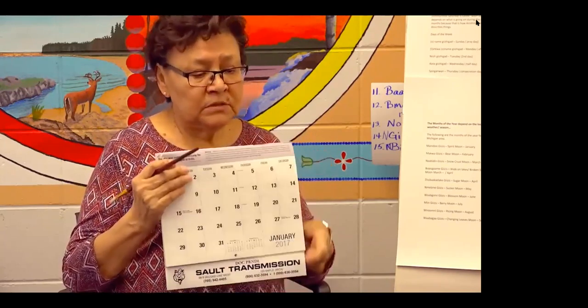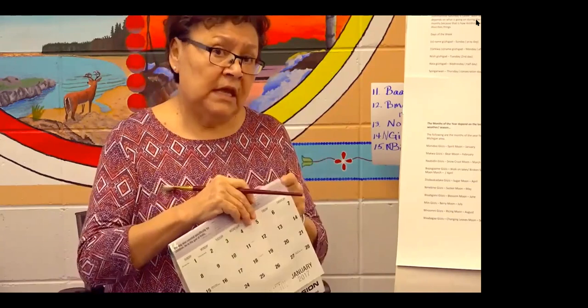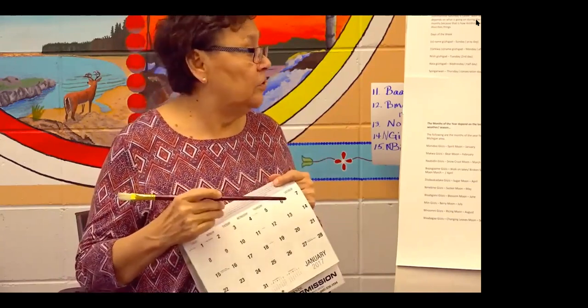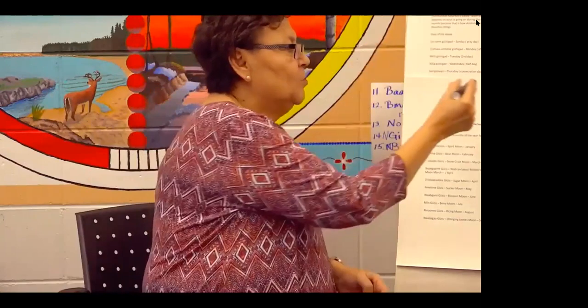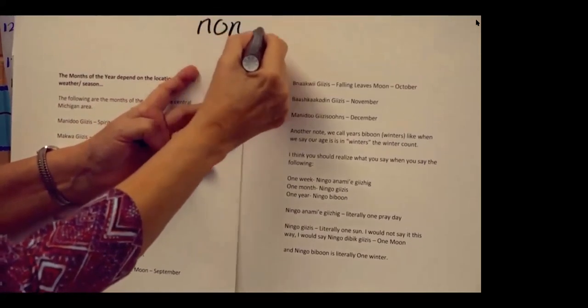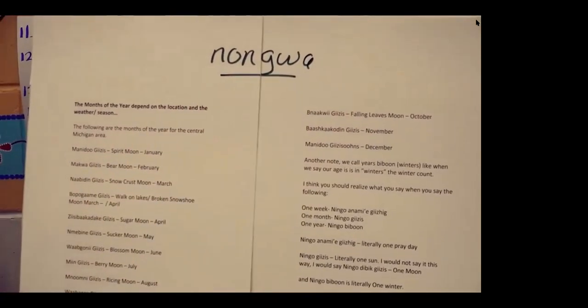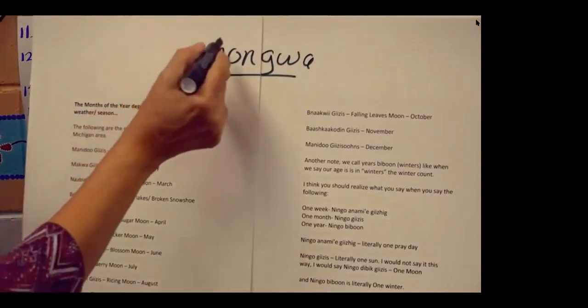So let me just, first of all, let's start with the Anishinaabe people had 7 days. And I'm going to just show you. I'm just thinking about it right now as I'm speaking. But this is good information to know. Anishinaabe people, we had our own days of the week. This is what it looked like. So we had Nungwa. Now or today, okay? That's one day.